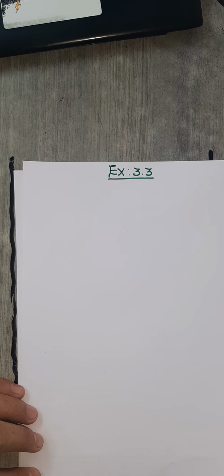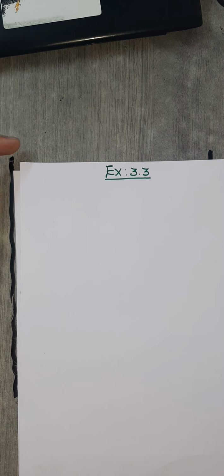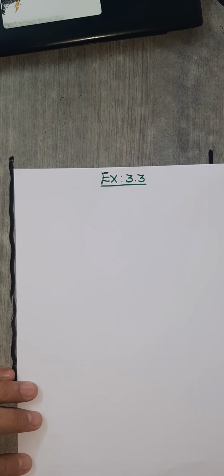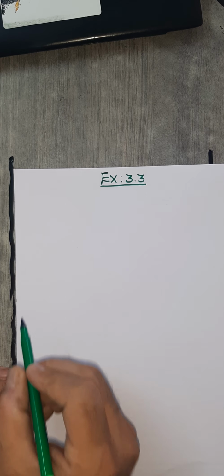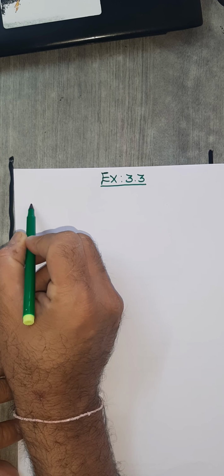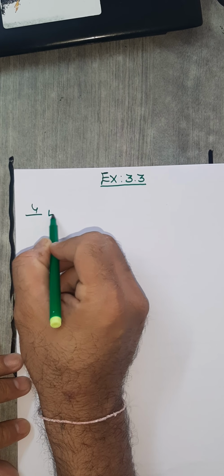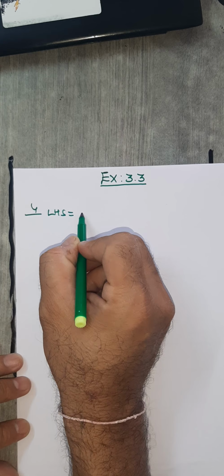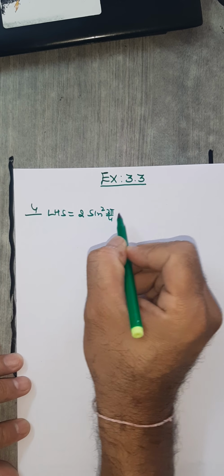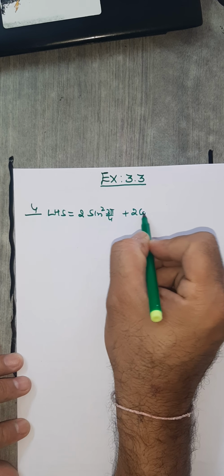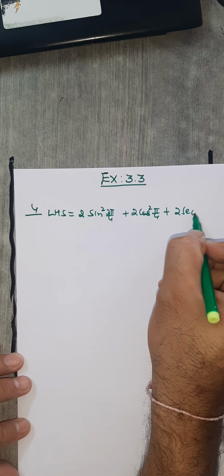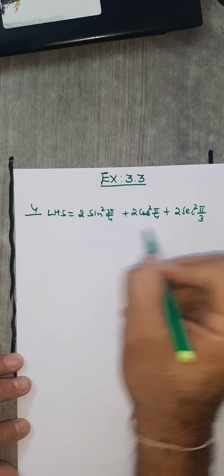Exercise 3.3. I'm sure you can do the entire exercise now after doing so many examples, but I'm doing some of the questions. So first I'll go to question number 4. There you want to show that this is equal to 10: twice sine squared 3 pi by 4 plus twice cos squared pi by 4 plus twice sec squared pi by 3.